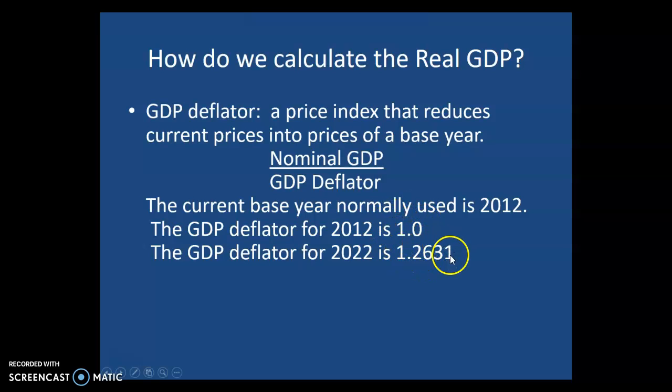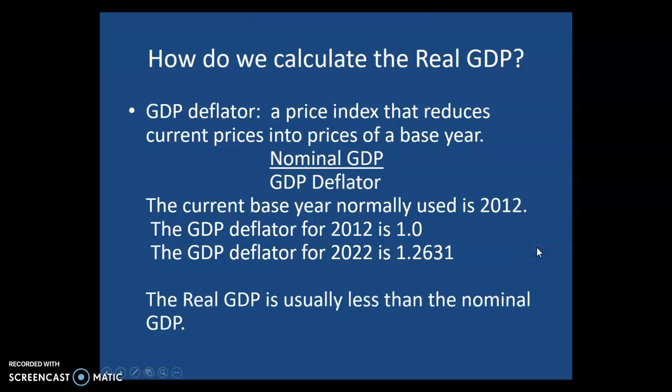In 2022, prices are now 26.31% higher than they were in 2012. Inflation has added about 26% to the price of goods and services since 2012. That's what that's telling us. Real GDP is usually less than the nominal GDP, because when you divide by a positive number greater than one, you're going to get a lower number.